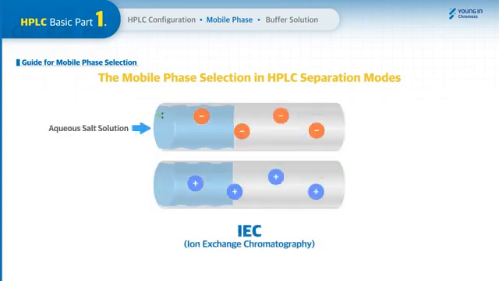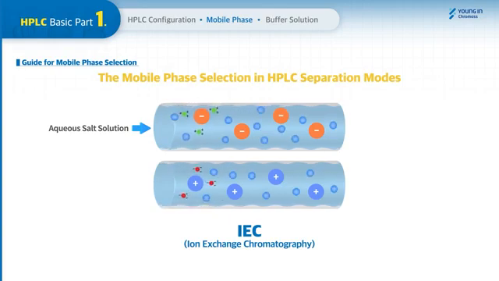In ion exchange chromatography, the separation depends on ionic interactions between ionic and polar molecules, and an aqueous salt solution is commonly used as the mobile phase. It's general to use a buffer solution to adjust the strength and selectivity of the solvent by managing pH and salt concentration.